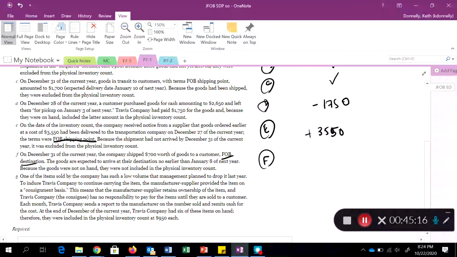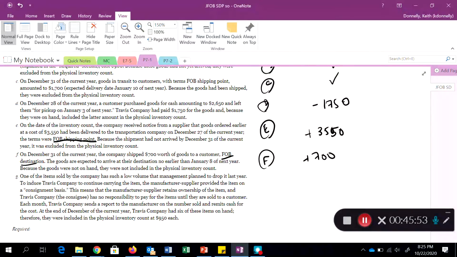So we know title only changes hands here when the guy we ship it to receives it. They haven't received it yet. However, it's not sitting in our back room because it's shipped. So when we send our people in there to go count it, they didn't see it. It's in the mail, it's being shipped, but it hasn't reached the people yet. Because it hasn't reached the people yet, it's still ours. We still own it. So what we got to do is increase our inventory by $700. So that's F.